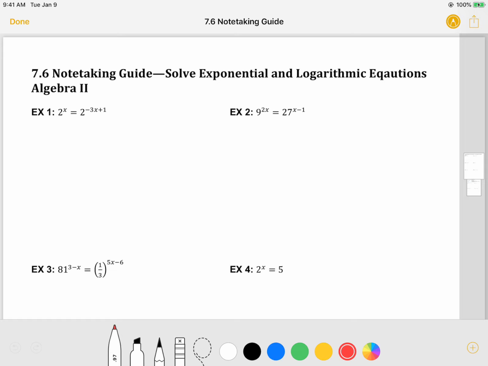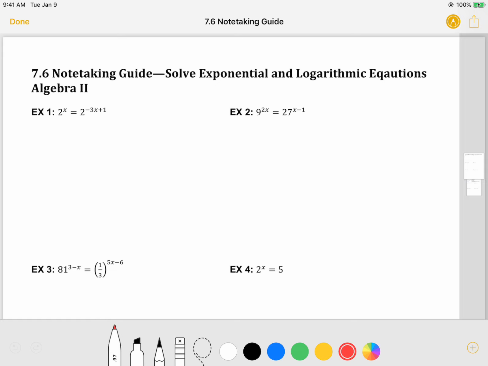I hope that expanding and condensing logs went well for you. Logs are kind of a tricky concept, but hopefully you're asking questions and you're getting answers to your questions. So what we're going to do today is apply what we know about rewriting logs and expanding and condensing them, and apply this to help us learn how to solve exponential and logarithmic equations.